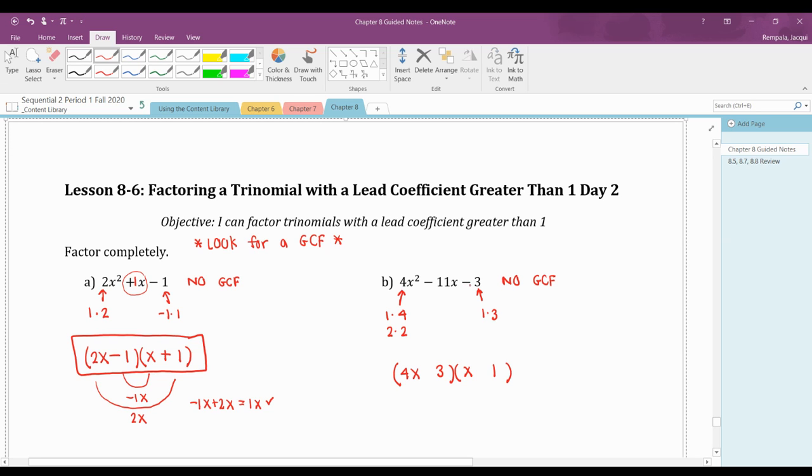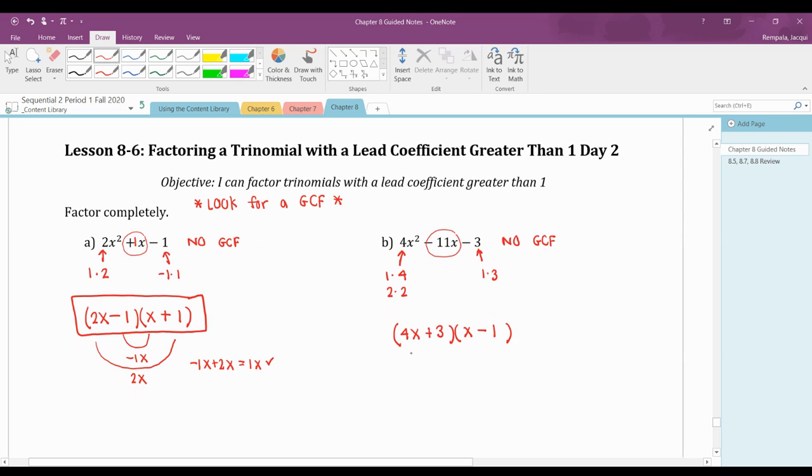And notice how there is a negative sign. That means one of these has to be positive and one of these has to be negative. Well, let's put the positive first and the negative second. So there's our guessing, but now I have to check. Notice that my middle term is negative 11x. That's what I want it to turn into.